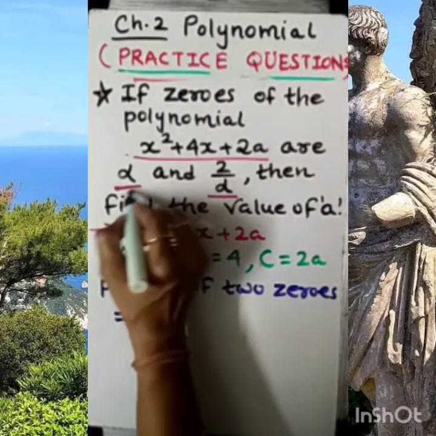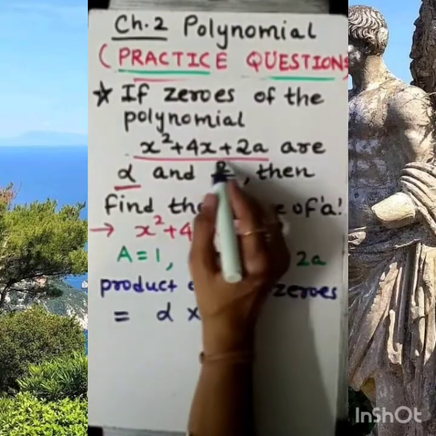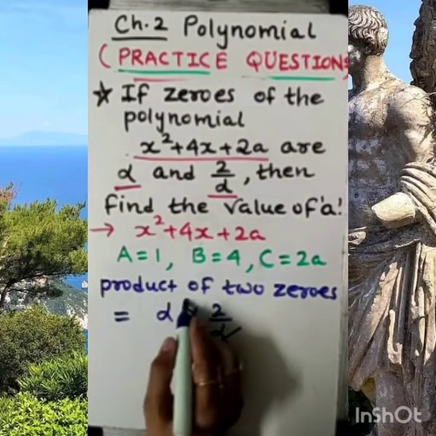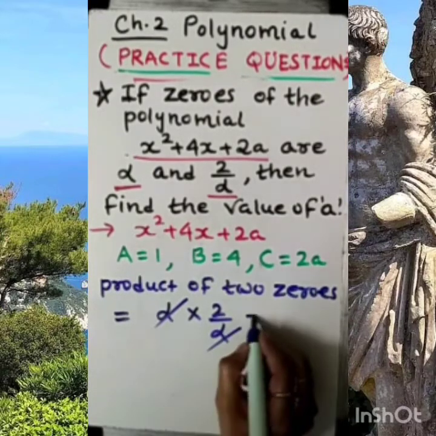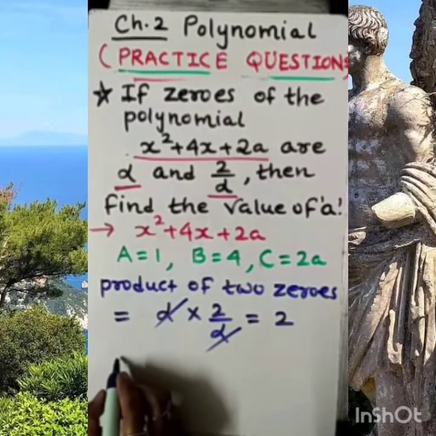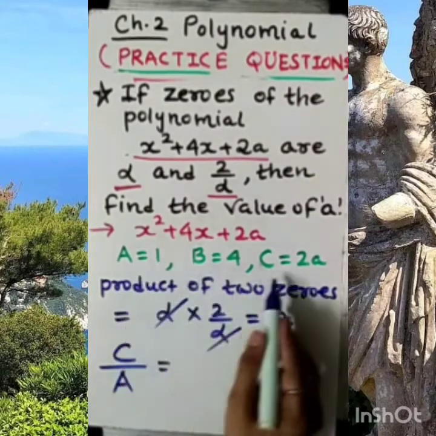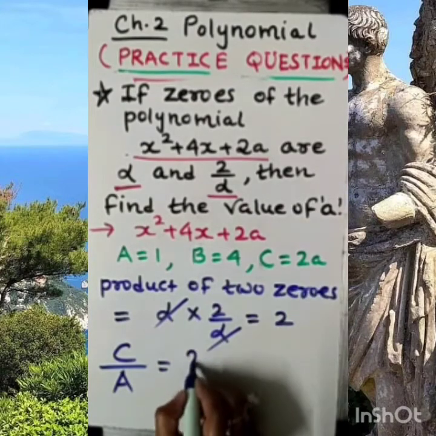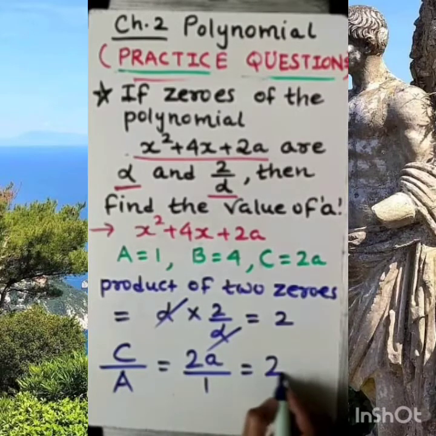The first zero is alpha and the other zero is 2 by alpha. So let me write here 2 by alpha. Simple, this will be cancelled. Clear to you? This will be cancelled. What is left is 2. And as we know, the product of two zeros is defined by C by A. Here, for our convenience, we have taken the symbols capital C and capital A. So what is C here? According to this, it is 2a. What is A? A is 1. So my dear student, it is coming 2a.